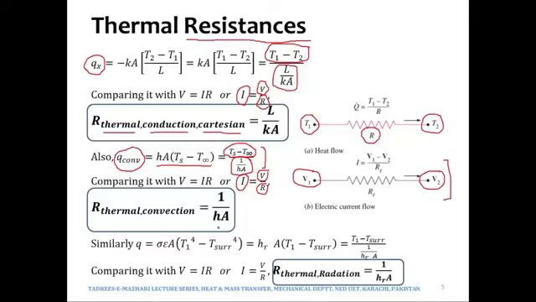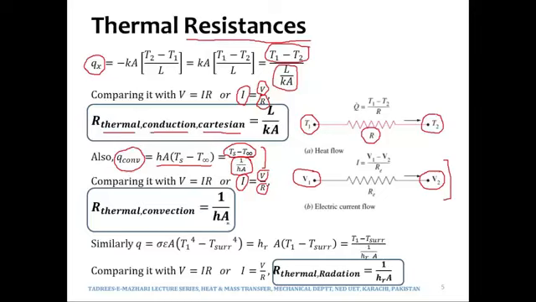Over here you will note that we have not used Cartesian. The reason is that if I ask you what would be the expression for convection if the fluid is flowing over a flat plate, you will say hAΔT, and the same expression is used if the fluid flows over a cylinder or a sphere. So this 1 over hA is the thermal convective resistance, and this resistance is independent of the coordinate system. However, the conductive resistance depends upon the coordinate system, whereas convective resistance does not.